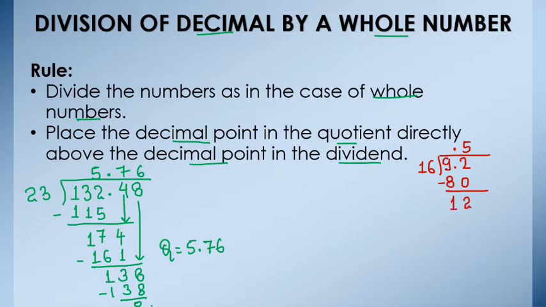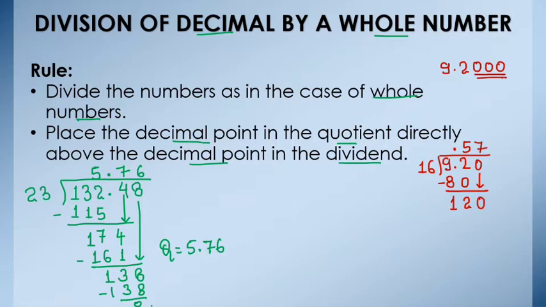Now 12 is left and there is no other digit in the dividend. But we know that if in a decimal number we add 0 at the extreme right, the number doesn't change. It remains same. So we can add as many zeros as required in the extreme right of the number. That is after decimal. So we can place 1 0 here, bring it down, it will be 120.